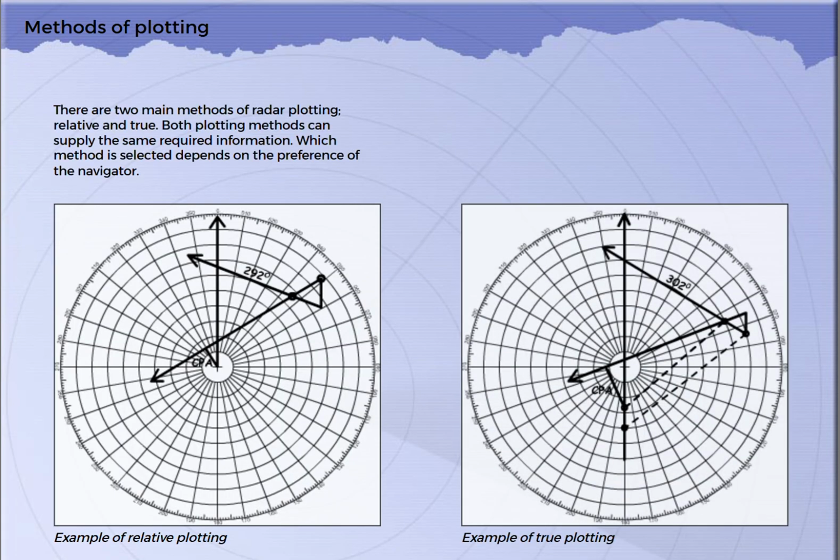There are 2 main methods of radar plotting, relative and true. Both plotting methods can supply the same required information. Which method is selected depends on the preference of the navigator. On the following pages you will be shown a step-by-step demonstration of each plotting method.